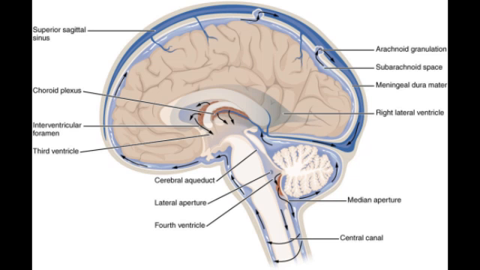CSF flows from the lateral ventricles via the foramina of Monro into the third ventricle, and then the fourth ventricle via the cerebral aqueduct in the brainstem. From the fourth ventricle it can pass into the central canal of the spinal cord or into the cisterns of the subarachnoid space via three small foramina, the central foramen of Magendie and the two lateral foramina of Luschka.